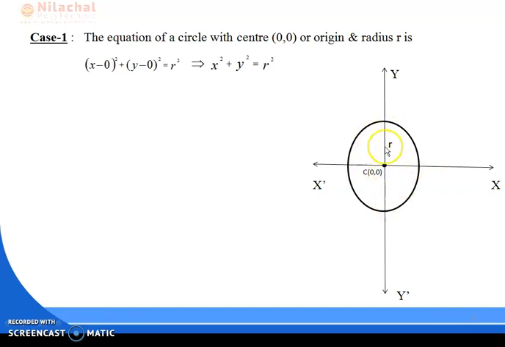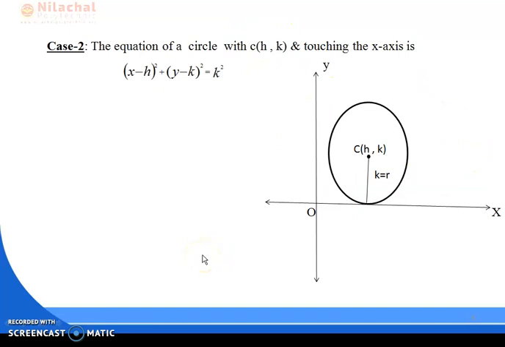So what do we take now? We know the standard form equation of the circle: (x minus h) whole square plus (y minus k) whole square equals r square. Here h is 0, k is 0. So we take (x minus 0) whole square plus (y minus 0) whole square equals r square. So we have x square plus y square equals r square. This is the equation of the circle if the circle center is origin.